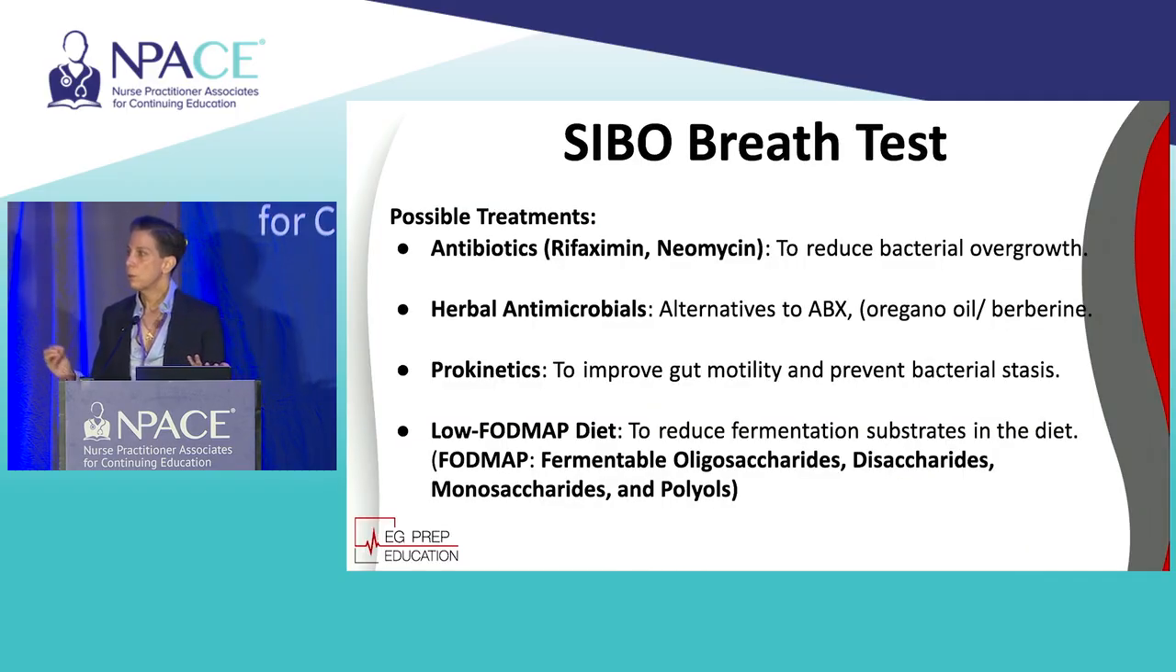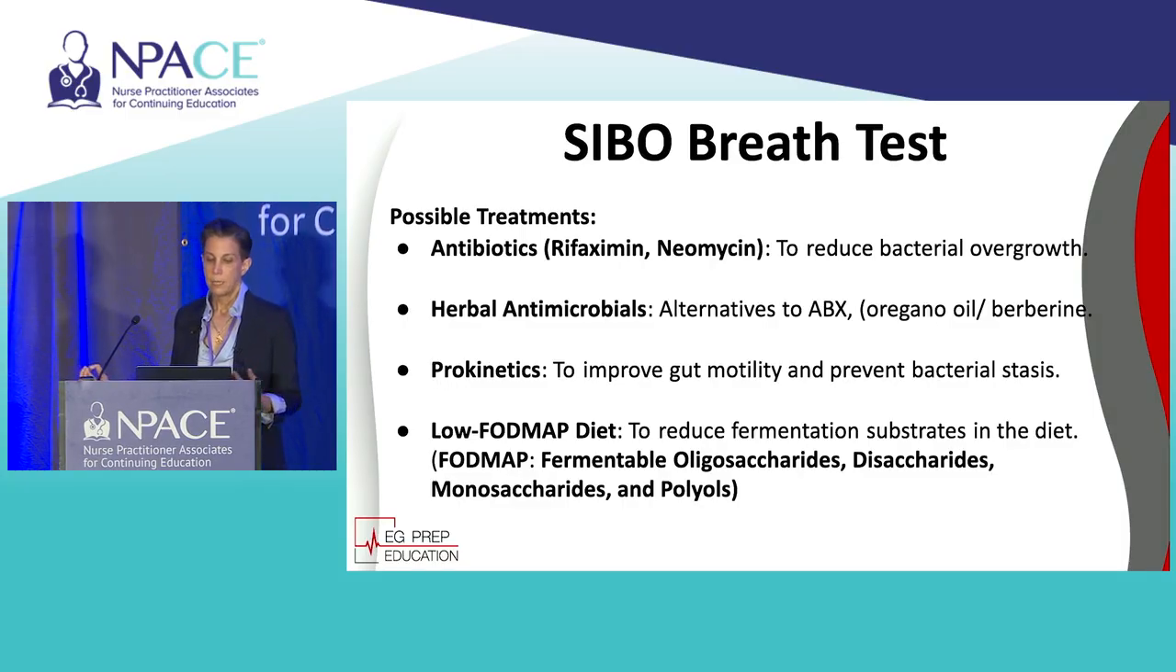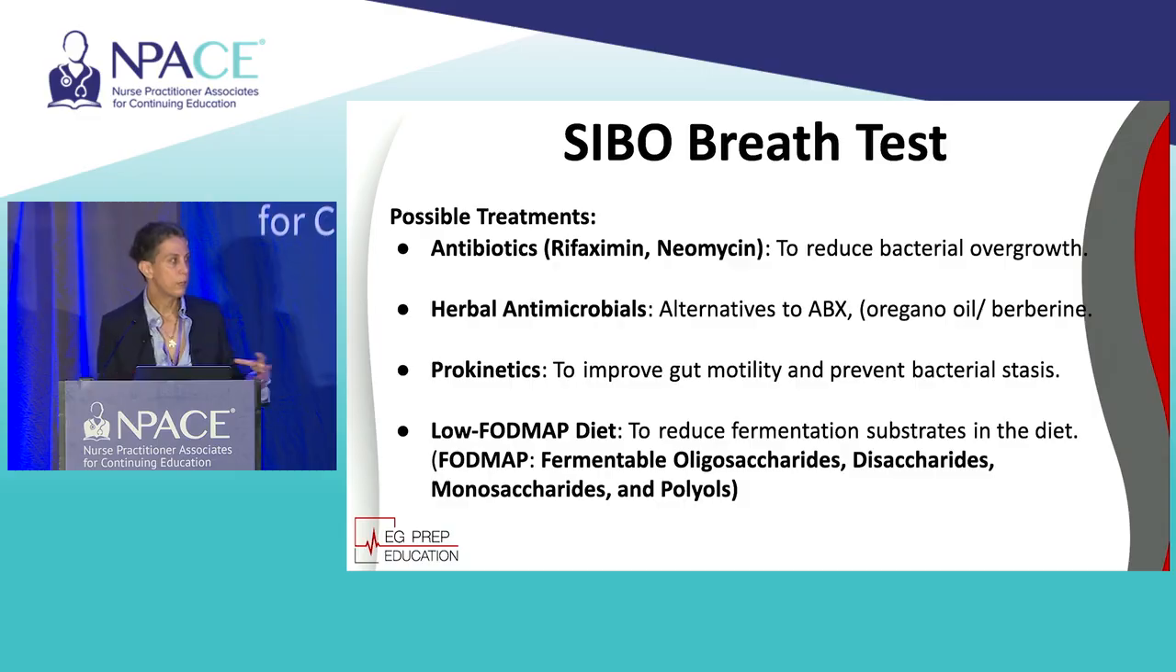For SIBO, small intestinal bacterial overgrowth, sometimes you need antibiotics. Sometimes you could get away with herbal antimicrobials, depends how bad it is. You're going to need things to help move the gut along because you don't want things to sit there, because if it sits there, it ferments, it makes it worse.